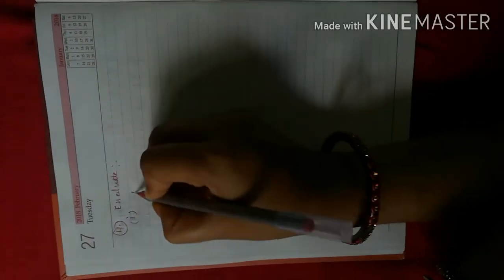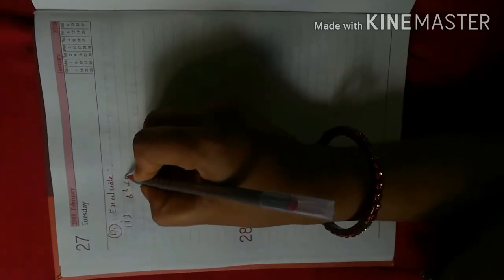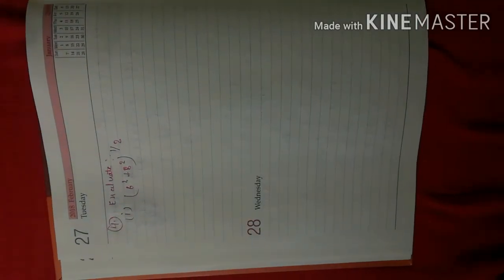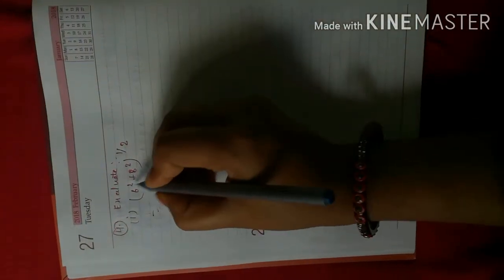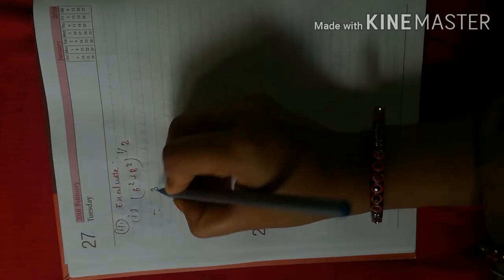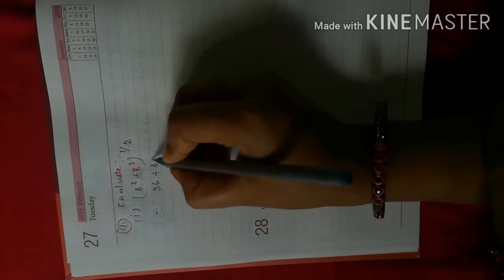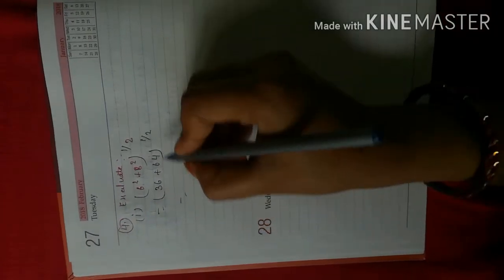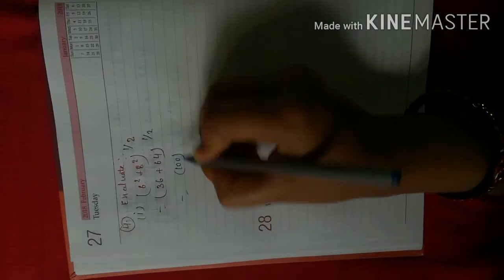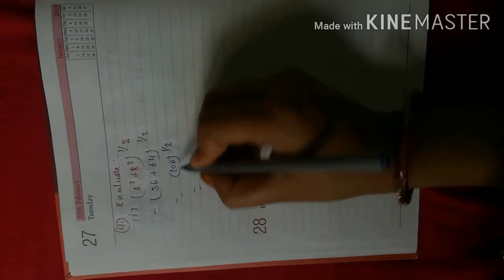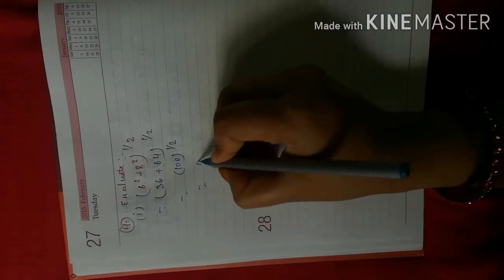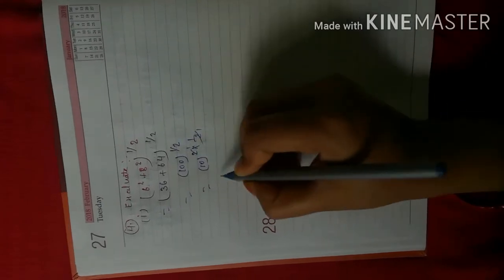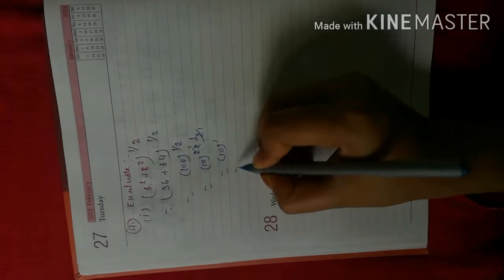First part is (6 to the power 2 plus 8 to the power 2) whole to the power 1 by 2. Here we can see 6 square we can write 36, 8 square we can write 64, whole to the power 1 by 2. 64 and 36 make 100, whole to the power 1 by 2, and 100 is a square of 10, so we can write 10 square into 1 by 2. 2 will be cancelled and 10 to the power 1, so we can write 10.